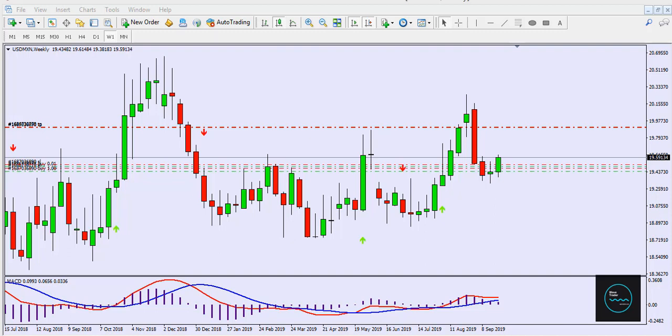So today I'm going to show you this trade that I took and I'm currently in on the USD Mexican pair. I'm on the weekly chart right now and I want to show you what I was thinking when I took this trade. So today is the 25th of September, Wednesday. I actually entered this trade, I believe, on Monday, and I want to show you what happened.